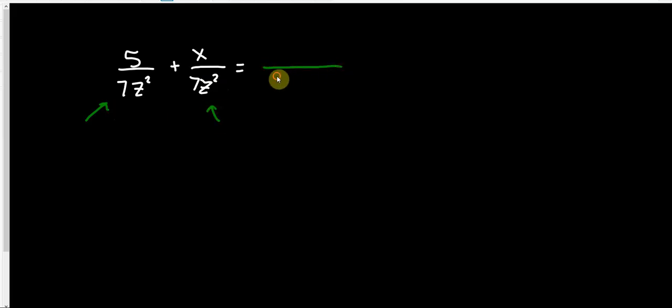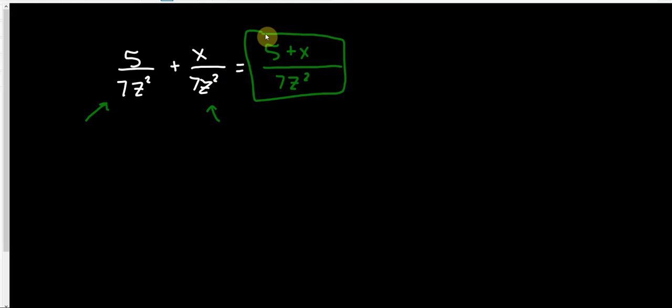What if I were to give you one like this, 5 over, let's go with something weird, like 7z squared, plus, and let's just say it's x over 7z squared. Well, they have the same denominator, so I can add them. I can combine them into a single fraction with this same denominator, and I'm just going to say 5 plus x goes on top. Now, I can't combine these, so I'm done. Does anything simplify? No, nothing simplifies. And so that's really easy. I've added those two rational expressions.